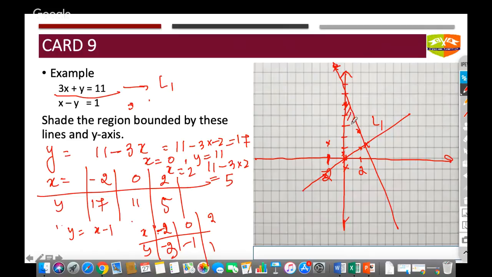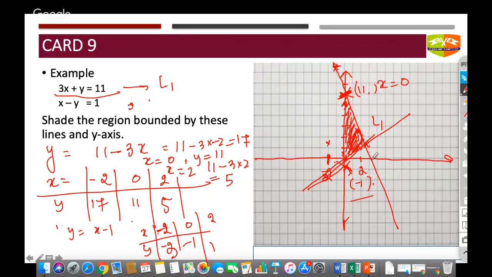So this particular area, I'll shade it like this. Now if somebody asks what these points are, I'll put x is equal to 0, because on the y-axis x is equal to 0. So I know this is 11, and at x is equal to 0 here, y is equal to -1, so this point would be y is equal to -1.